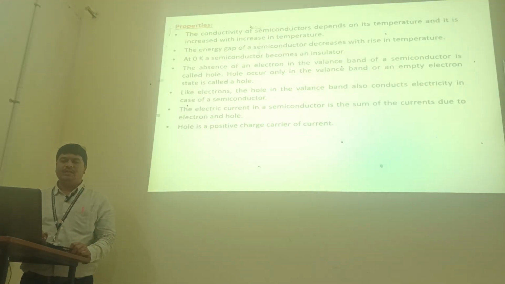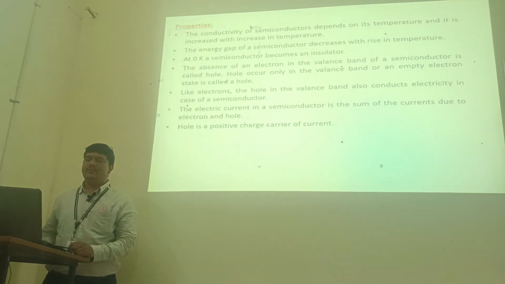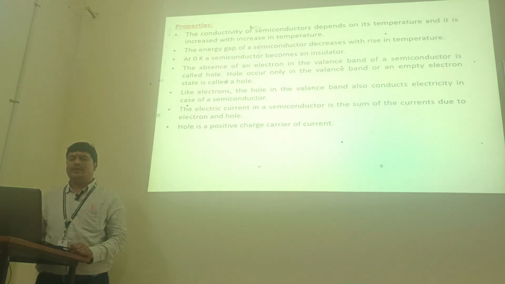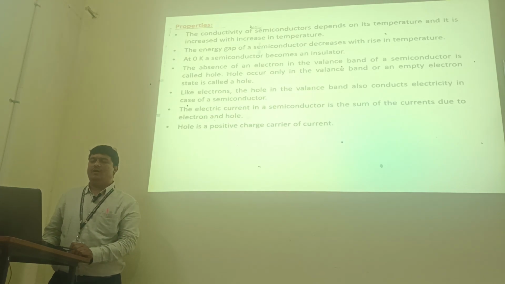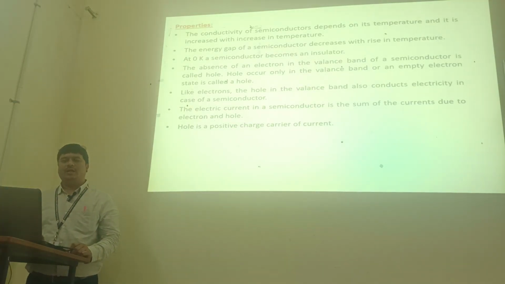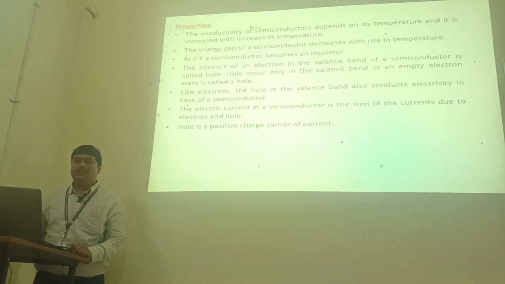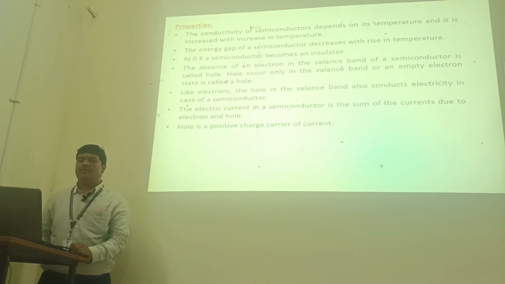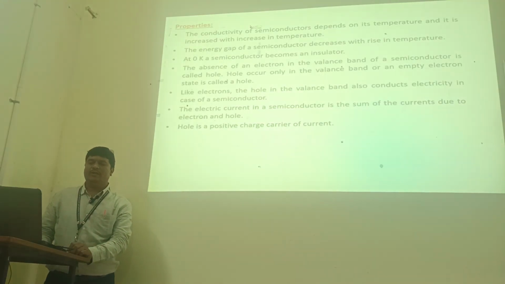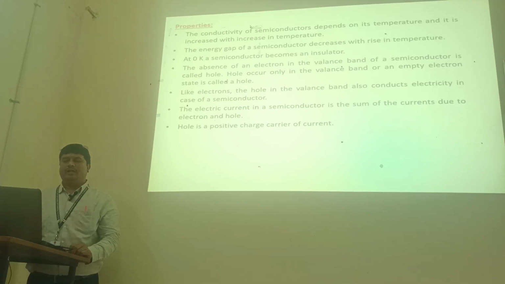Properties: the conductivity of a semiconductor material depends on its temperature and increases with increasing temperature. The energy band gap of a semiconductor decreases with rising temperature. At 0 Kelvin, a semiconductor becomes an insulator. The absence of an electron in the valence band of a semiconductor material is called a hole. Holes occur only in the valence band; an empty electron state is called a hole.